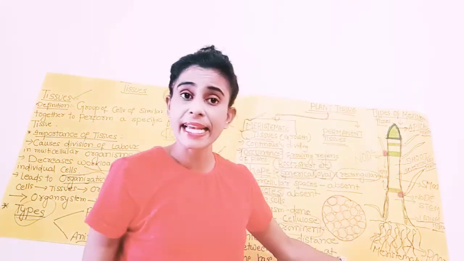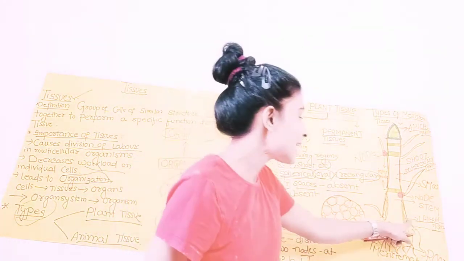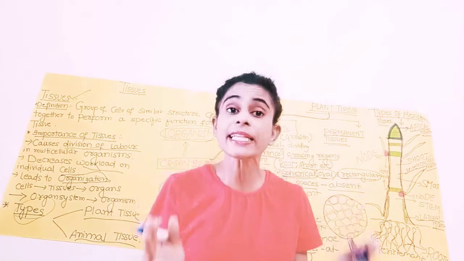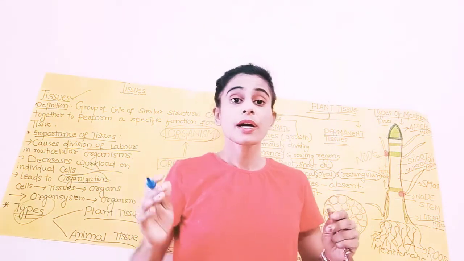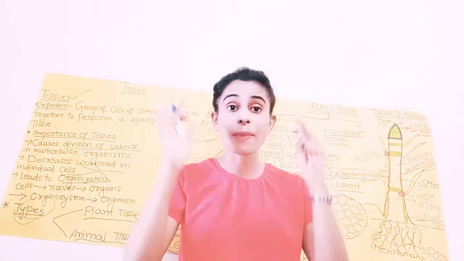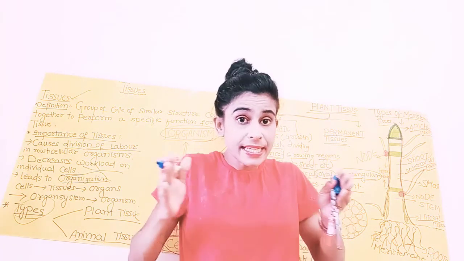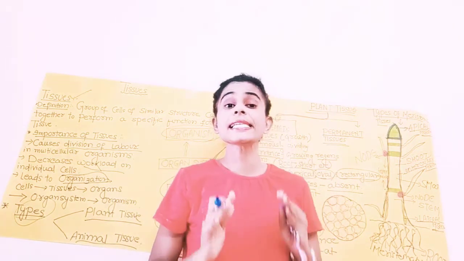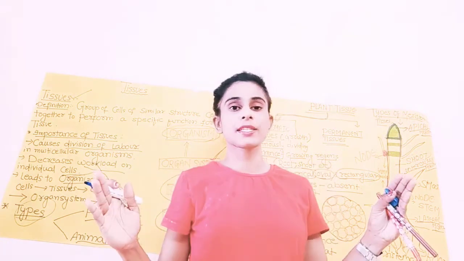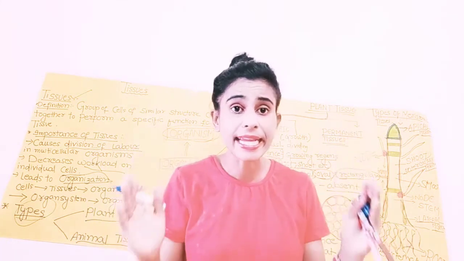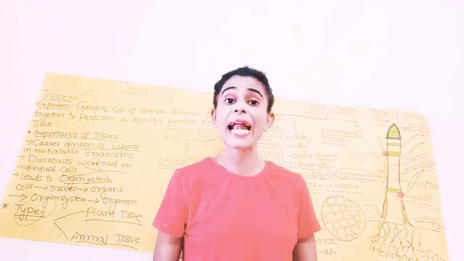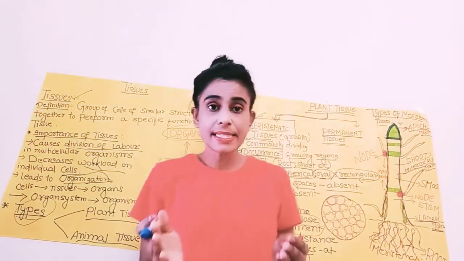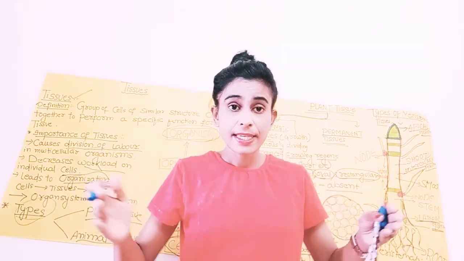Quite opposite, the second one is lateral meristem. It helps in increasing the girth of the plant. G-I-R-T-H, girth. You have seen the bark of a tree. It increases in breadth or width, right? The increase in the width of the plant is all because of your lateral meristem.